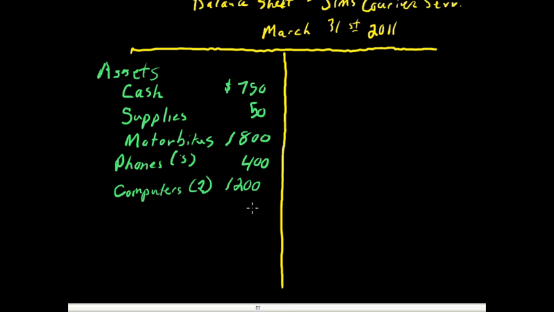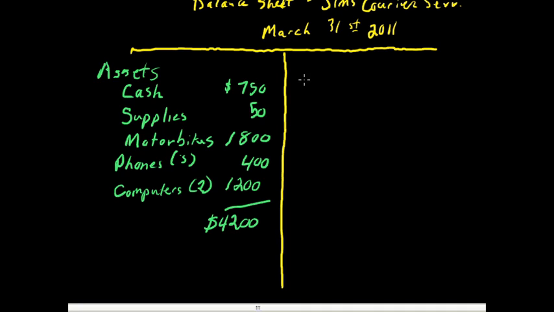Okay, so what are the total assets for Jim's courier service? Let's take a moment and do the math. That's right, $4,200. Let me just correct that. $4,200 are the assets. So that's what the business has, but that's not all of that. Doesn't necessarily belong to Jim.